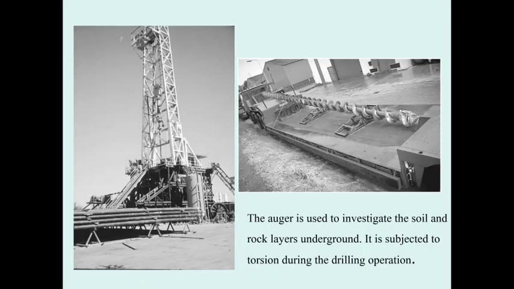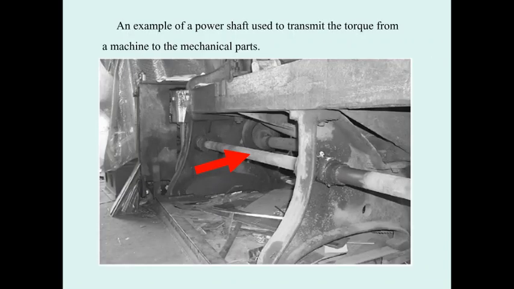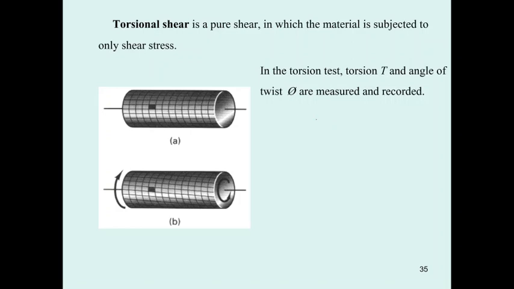And as I mentioned, the auger is used to investigate the soil or rock layer underground. You have this kind of twisting, so you can drill the soil out, and you may investigate the layer of the soil later. A power shaft that transmits torque from a machine or machine parts is also subjected to shear force due to the torque. Torsional shear is kind of a different shear. When you twist this specimen, before this you have this square specimen.